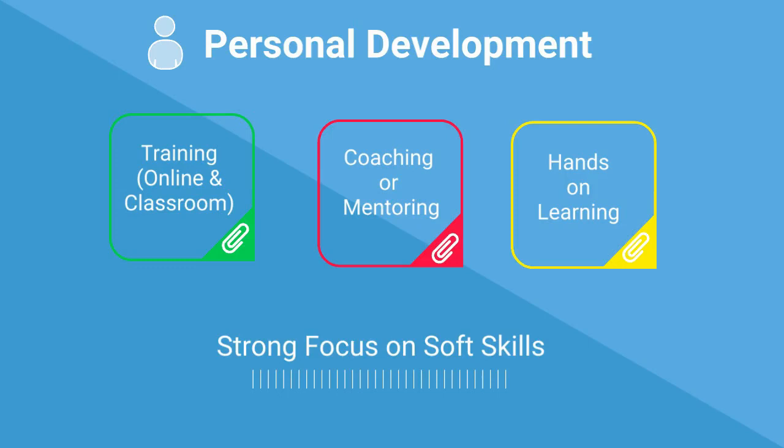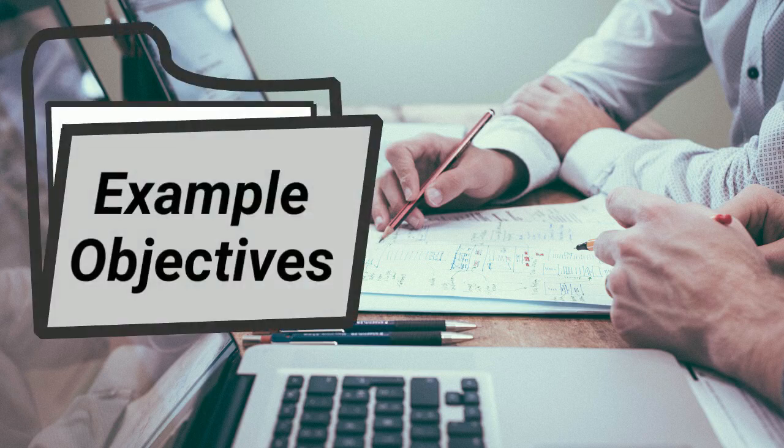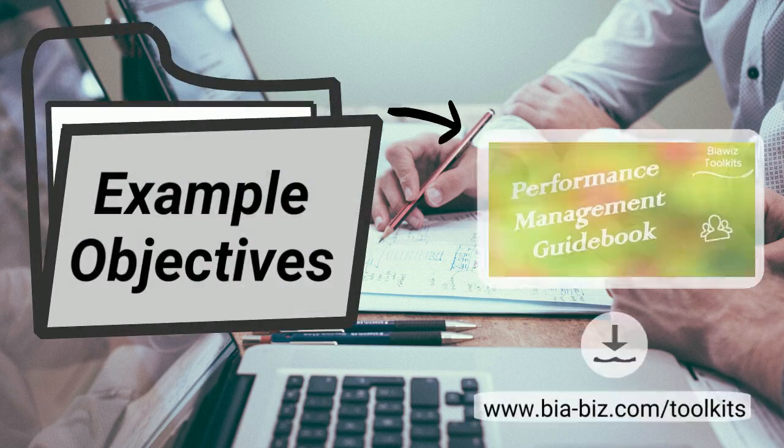As part of the objective setting process, a team leader may identify a specific behaviour that an employee needs to improve on. This is really important when a behaviour is counterproductive and needs to be addressed. I cover giving feedback in a separate training video. Setting objectives can be challenging, so I have included example objectives and personal development objectives in my performance management guidebook.